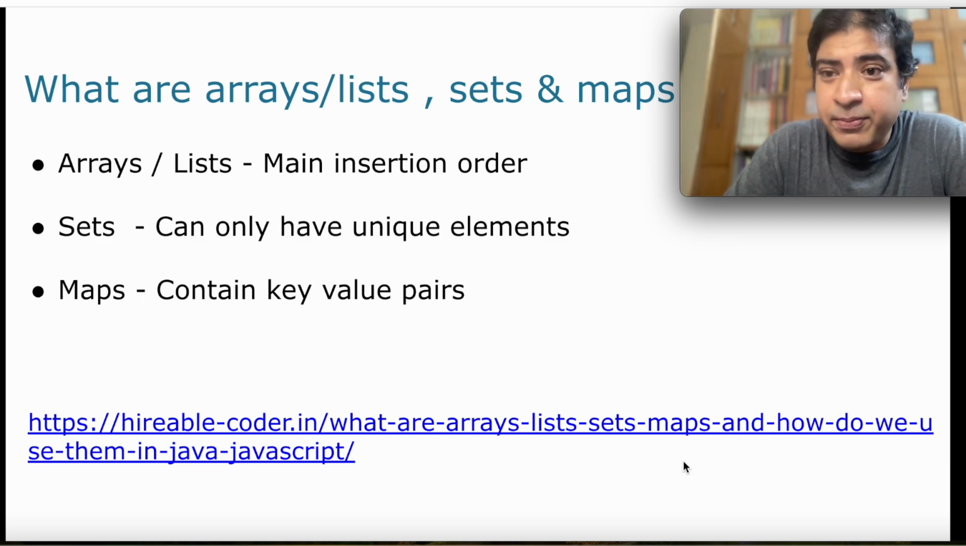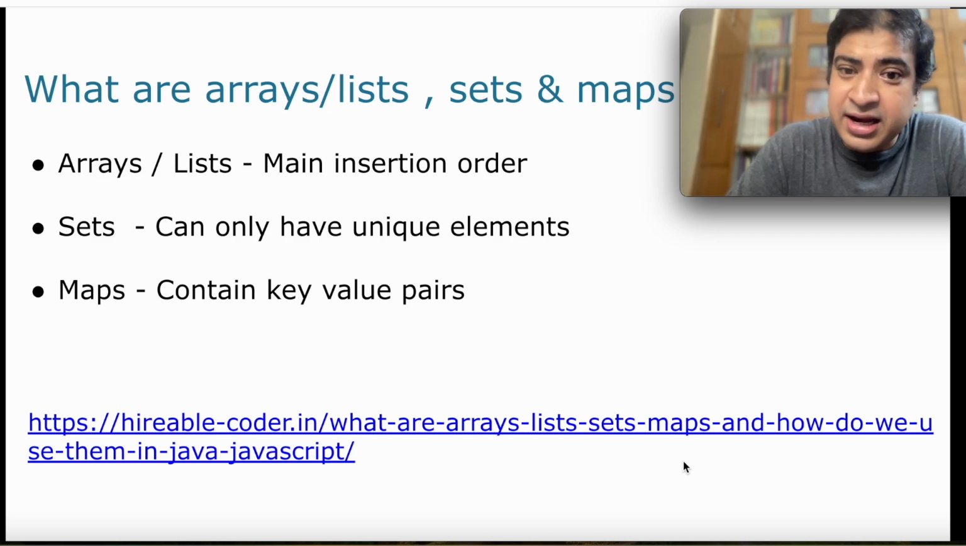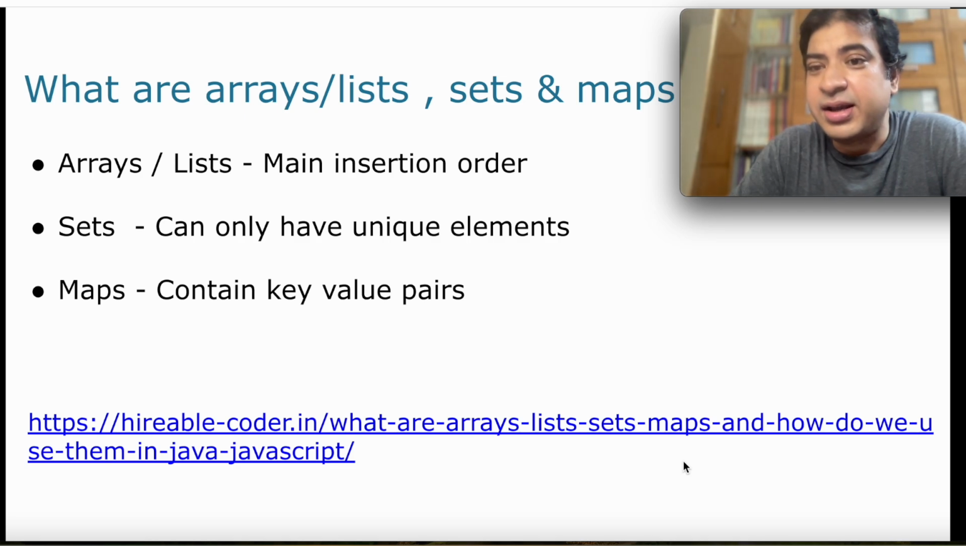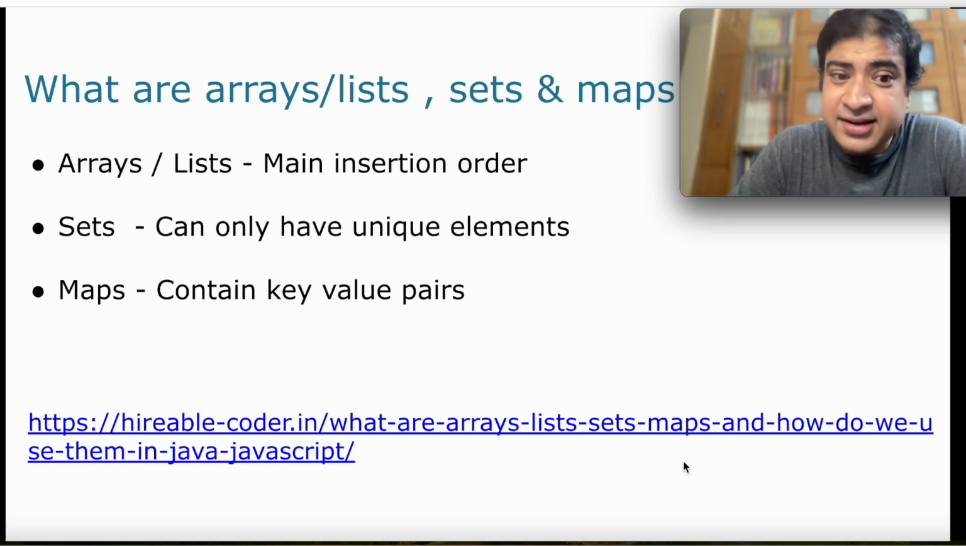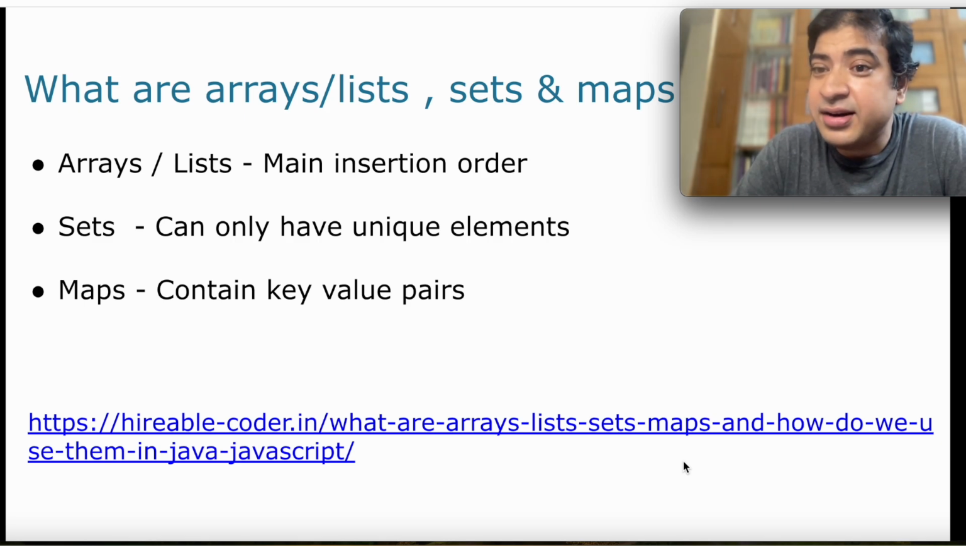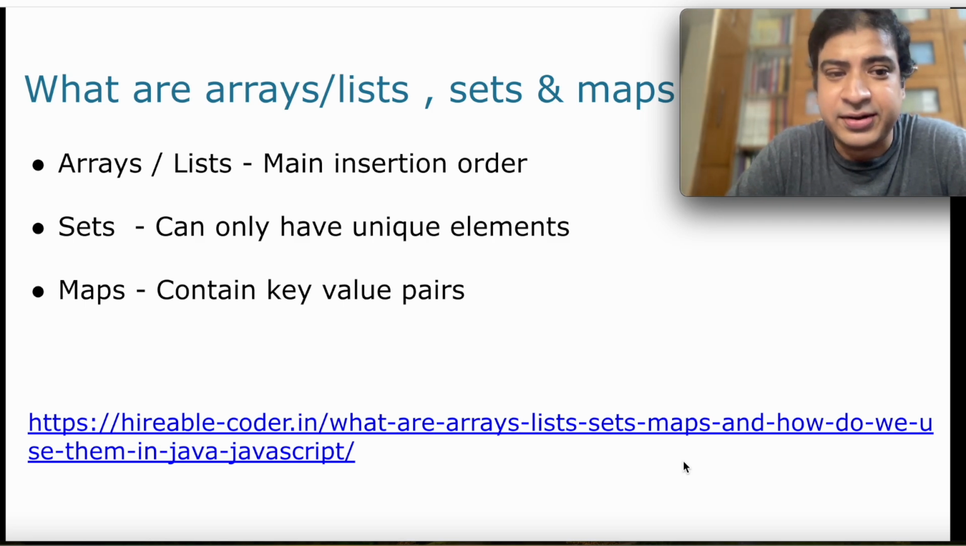The most important property of arrays and lists is that they maintain the insertion order. The order in which you insert an element, you can retrieve the elements in the same order. Next comes the set. Sets have a unique property that you cannot insert any duplicate element within a set. Sets cannot maintain insertion order, but sets are very good at rejecting duplicate elements.